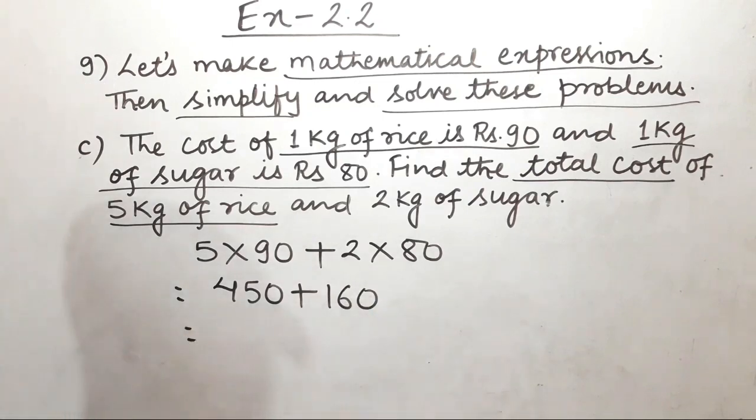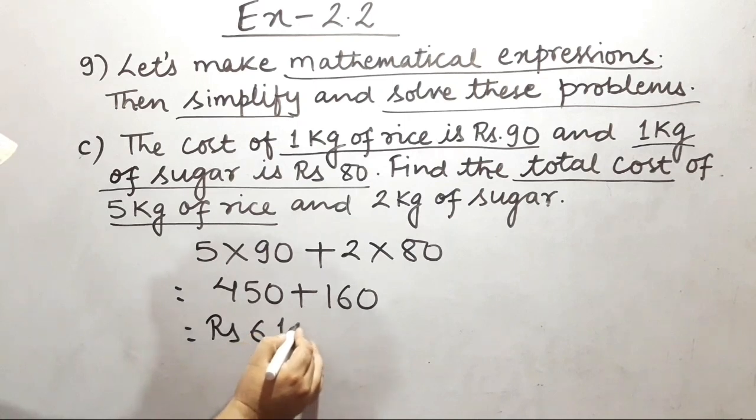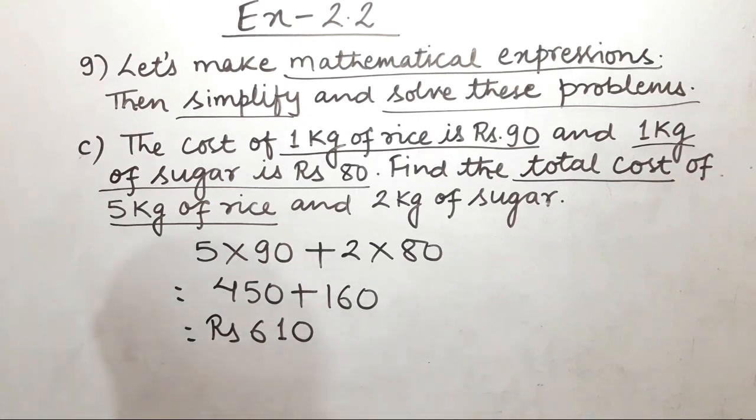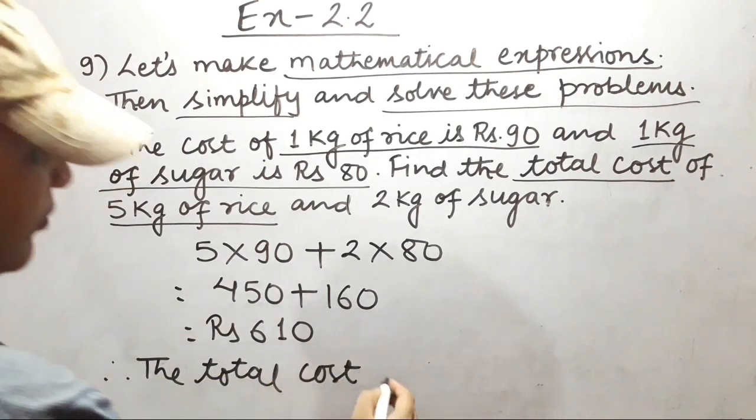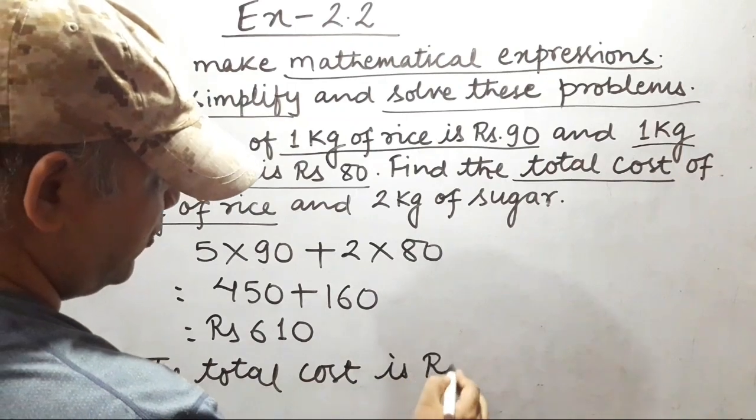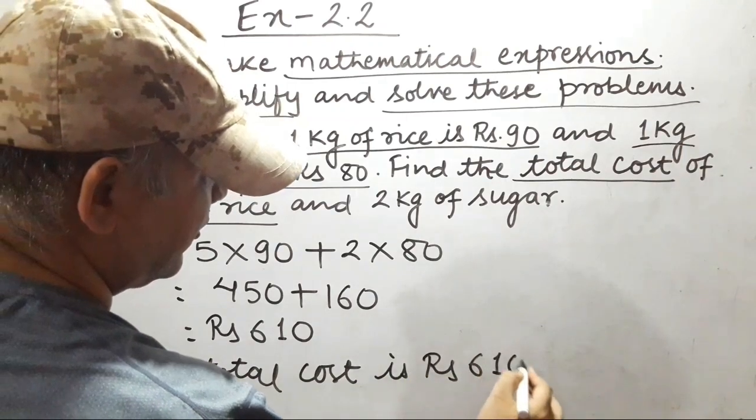5 into 90, 450 plus 2 into 80, 160. So let's add them. We would get rupees 610. So the total cost of 5 kg of rice and 2 kg of sugar is rupees 610. Therefore, the total cost, let's write the short form, is rupees 610.